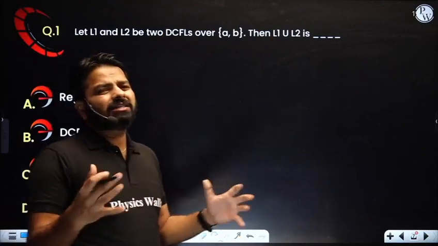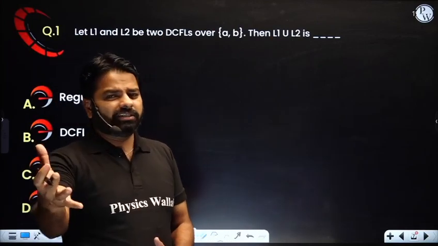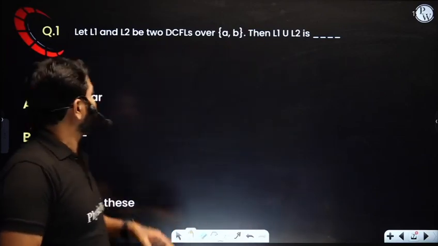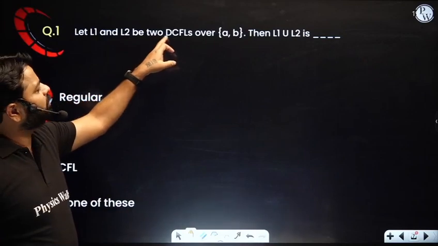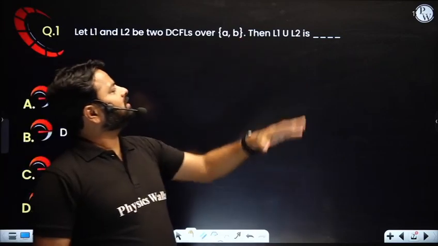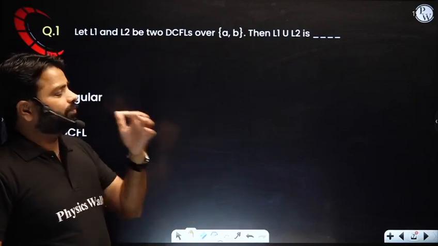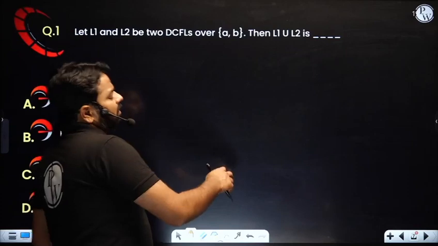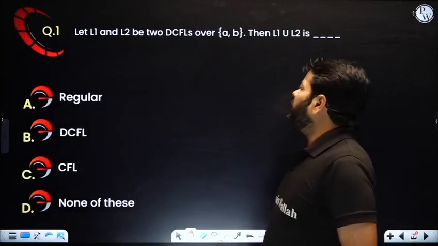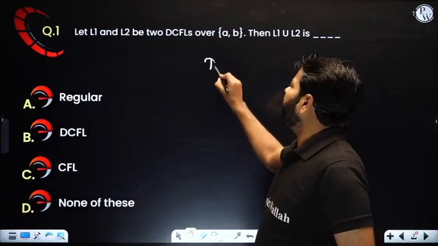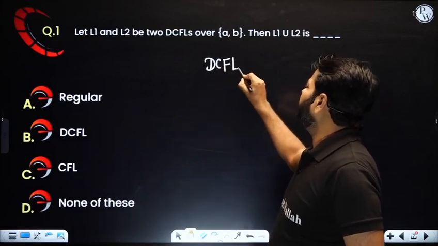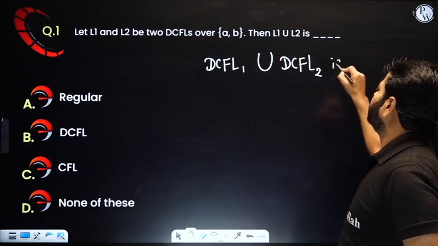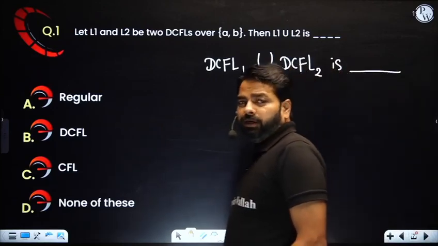Simply I am asking, is the union closed or not for the DCFLs? Instead of asking the theoretical line, I just framed it in a simple sentence: let L1 and L2 be two DCFLs. Then what is L1 union L2? And sigma is given, sigma is {a, b}. So what is this L1 union L2? L1 is a DCFL, right? So DCFL1 union DCFL2, over sigma {a, b}.